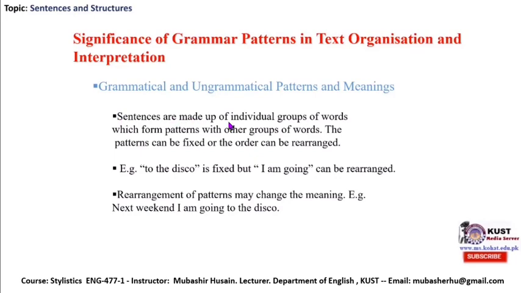Sentences are made up of individual groups of words which form patterns with other groups of words. We have discussed this. The patterns can be fixed or the order can be rearranged. Now, how can certain patterns be fixed? Like "to the disco", you cannot rearrange this group of words. The pattern is fixed, but "I am going" can be rearranged as "am I going". In that it can become a question, "am I going?"